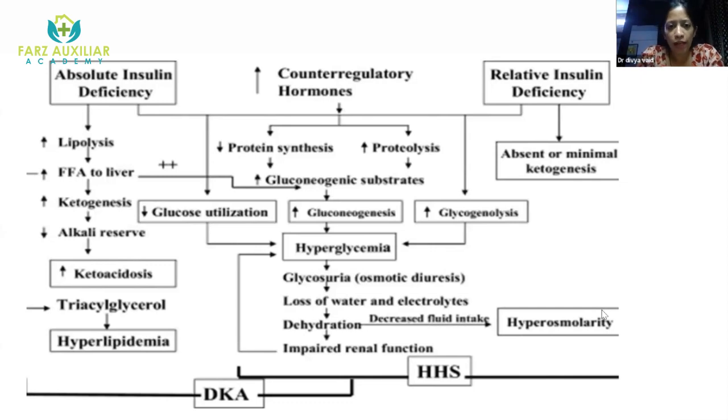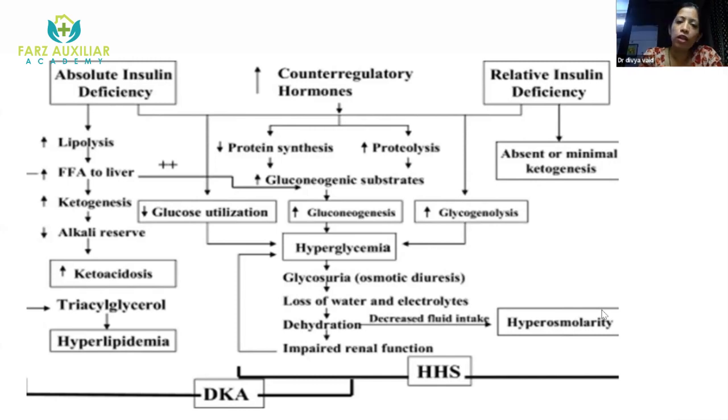So there is hyperglycemia, there is gluconeogenesis, increased glucogenolysis, and this hyperglycemia ultimately causes glucosuria. There is an osmotic diuresis, because of which there is a loss of water and electrolytes, and severe dehydration, which then affects the renal function, and you can present with an acute kidney injury. So this is how both these conditions differ from each other.